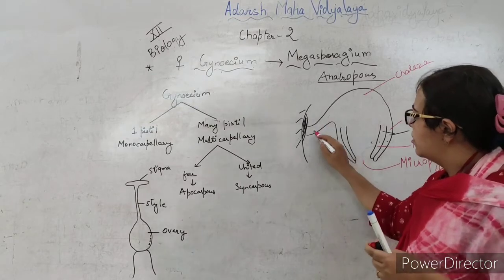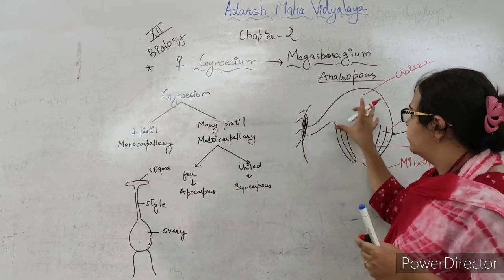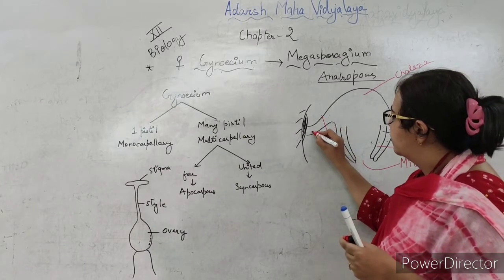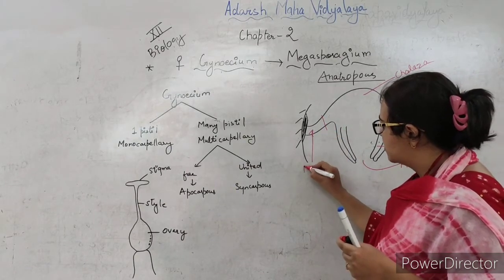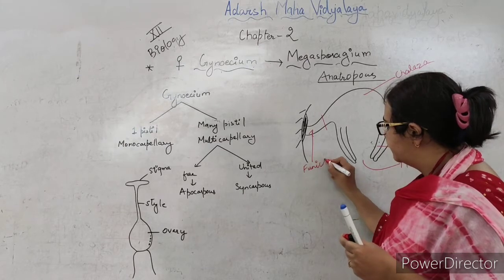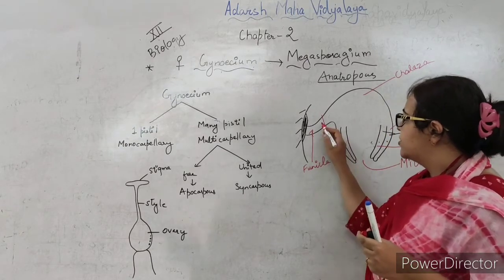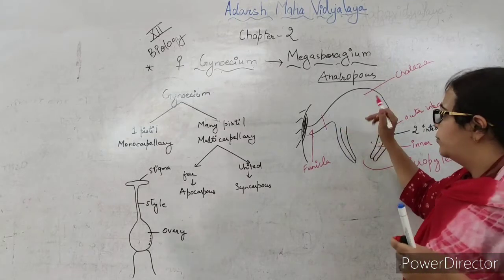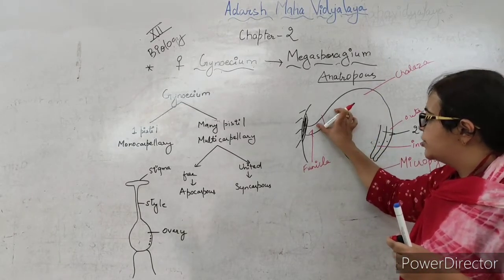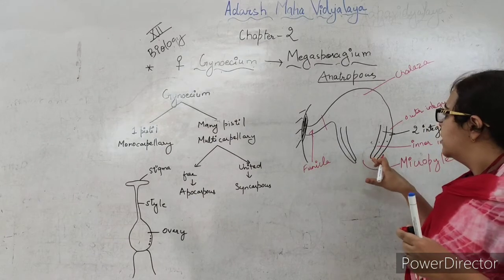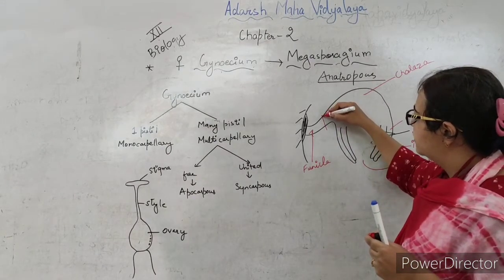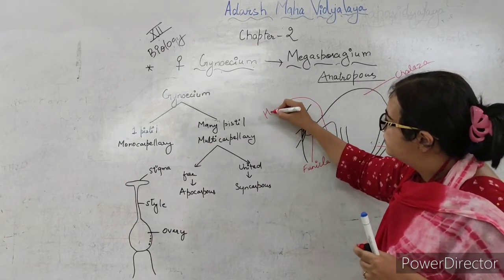Now the stalk which was used for the attachment of the body with the placenta is nothing but funicle. The stalk is called funicle. Now there is a junction between the funicle and the ovule, that is the main body of the ovule, or we can say that the attachment where the funicle is joined with the main body of the ovule is nothing but hilum.